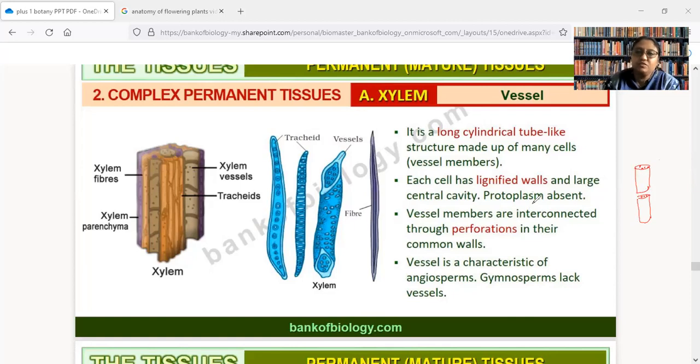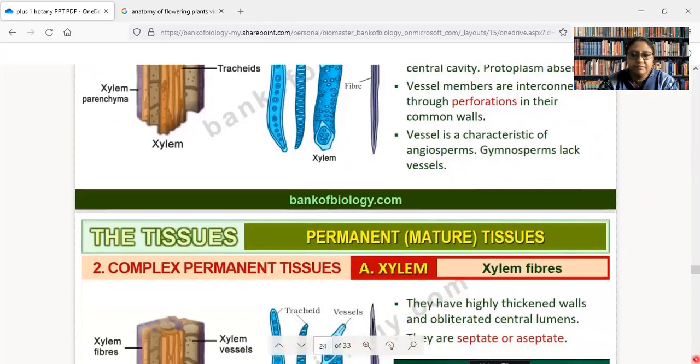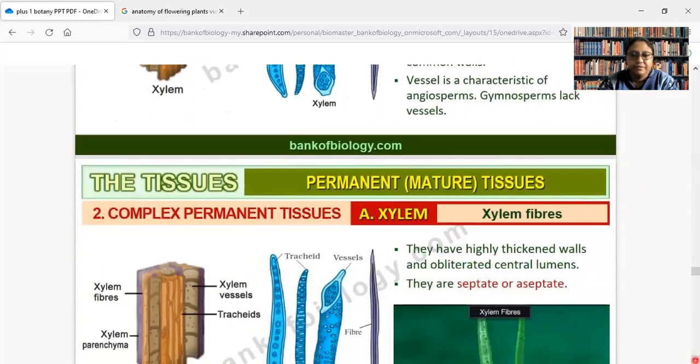Vessel is present only in the case of angiosperms. Gymnosperms lack vessels. Even pteridophytes lack vessels. They don't have vessels present in them. It is a characteristic of angiosperms. Okay. So next is xylem fiber.